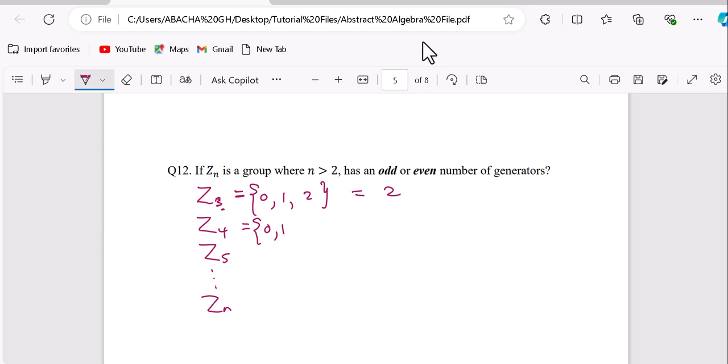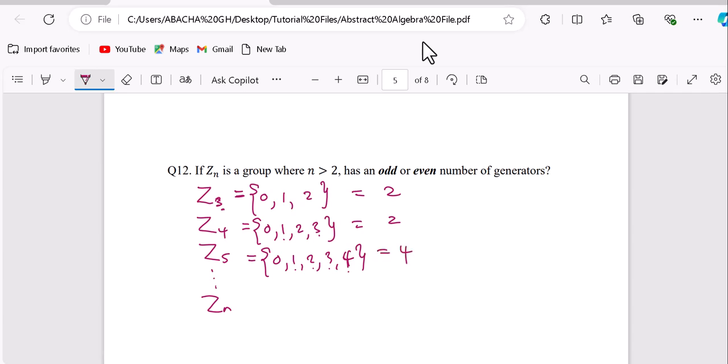Now, what are the elements of Z4? We have 0, 1, 2, 3. What are the generators here? Well, 1 and 3 are the generators of Z4, so they are just 2 generators. Now, if we come to Z5, that's 0, 1, 2, 3, 4. Let's look for the generators of Z5. So 1 is a generator, 2 is a generator, 3 is a generator, and 4 is a generator. So we have 4 generators actually.